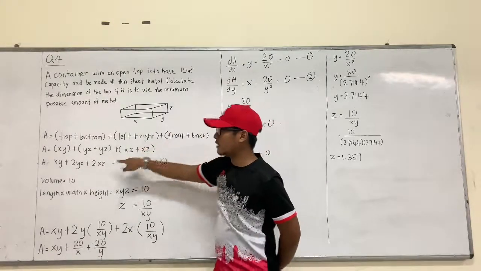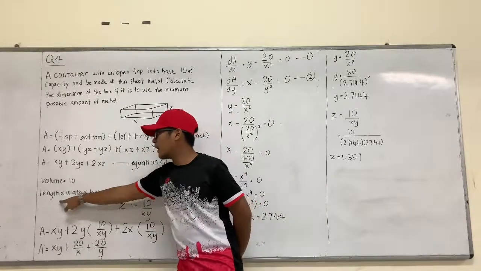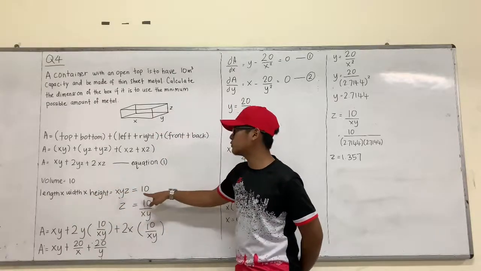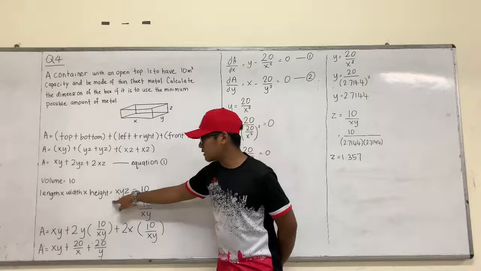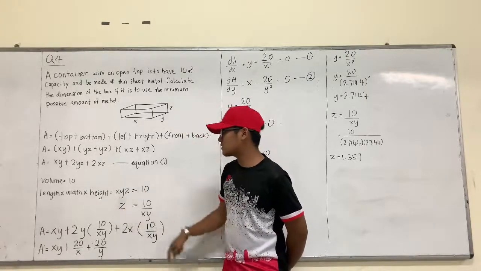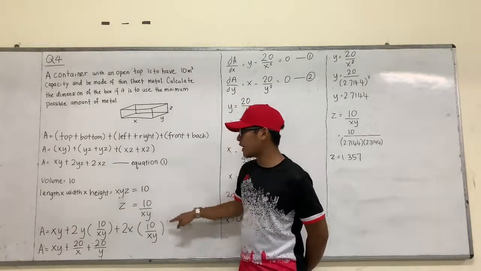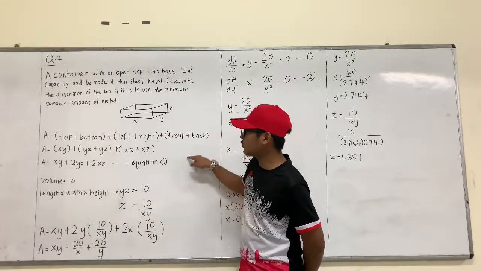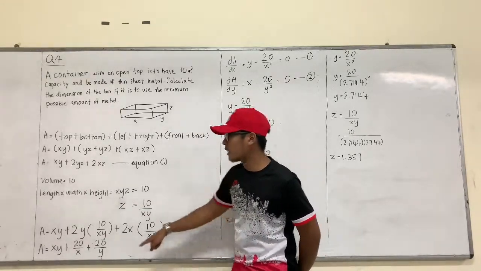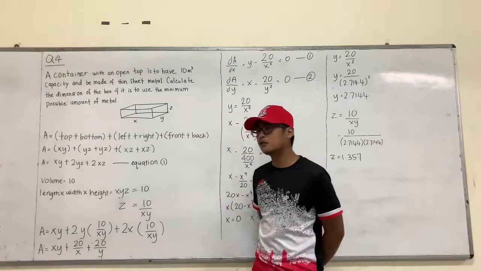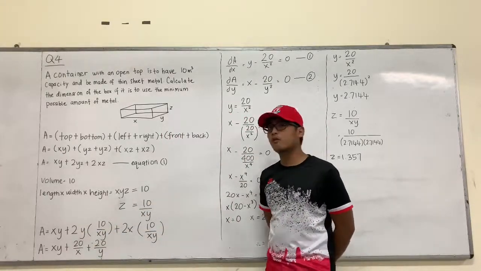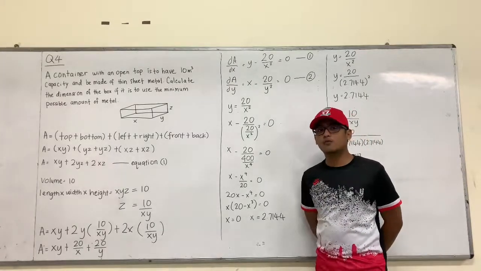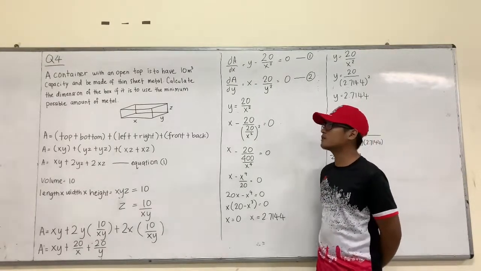From the question, we can get the volume is equal to 10. Length times width times height is equal to xyz, and xyz is equal to 10. Then we write back this equation so that z will be the subject. z is equal to 10 over xy. And then we take this value of z and substitute back into equation 1, and then we can get A is equal to xy plus 20 over x plus 20 over y. And then we need to find the value of x and y which will give the minimum total surface area.